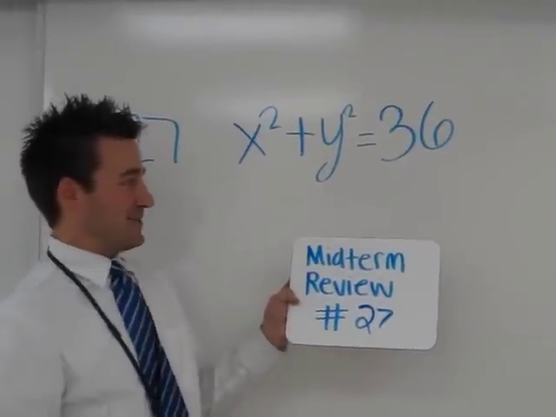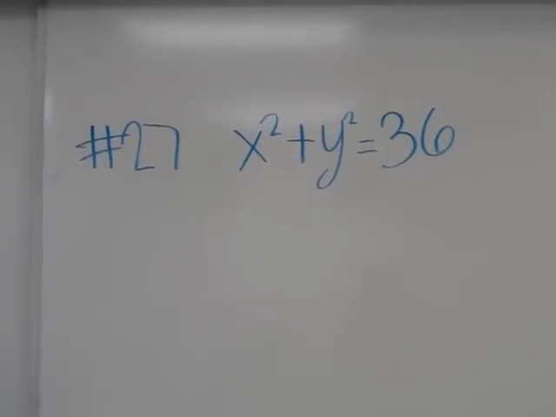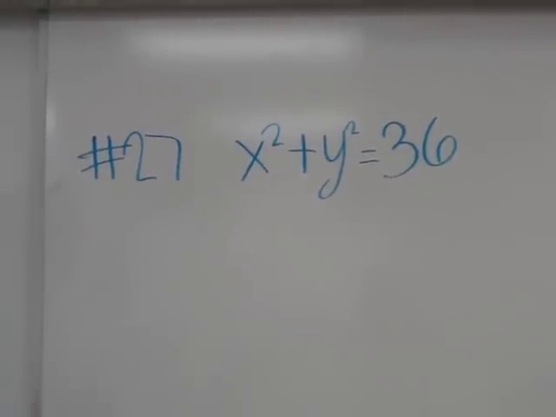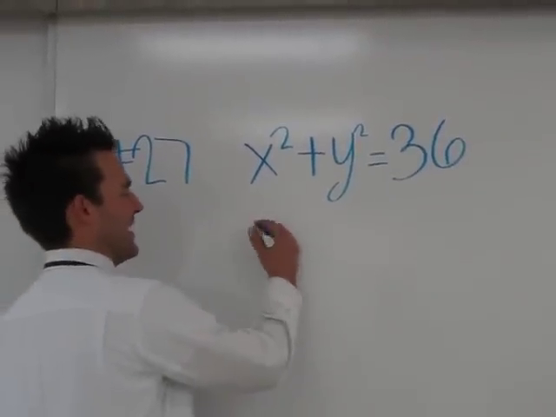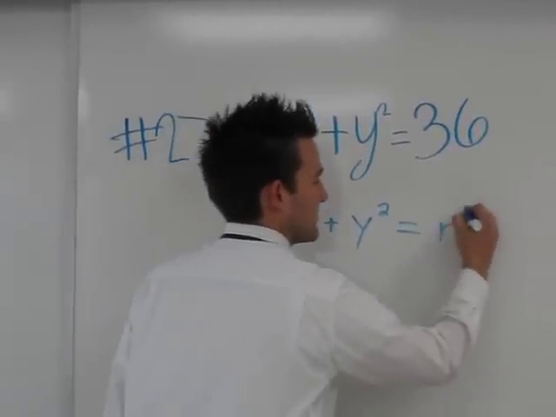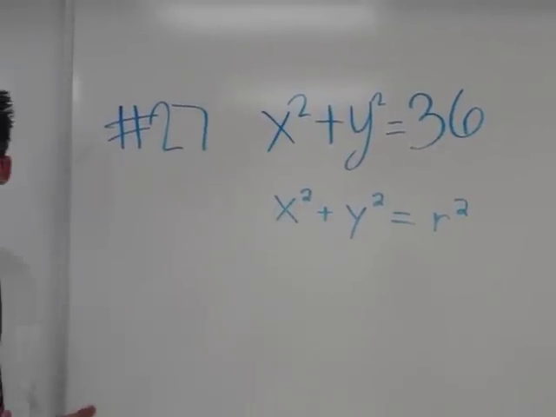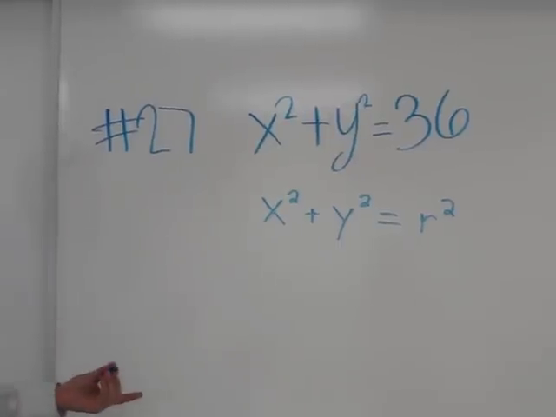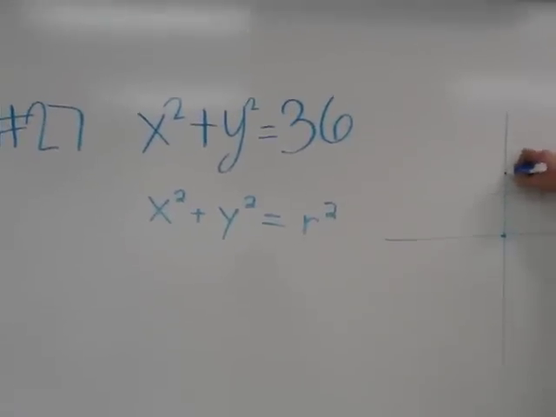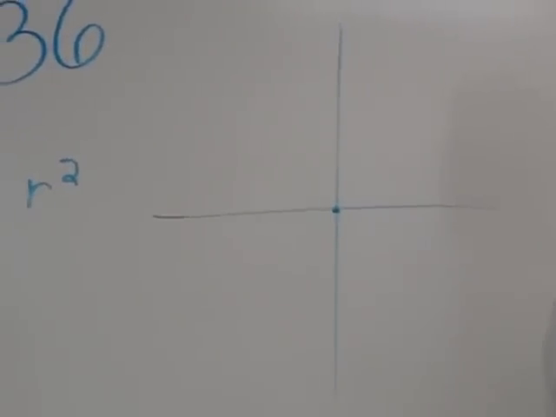For number 27 of the midterm review packet, we have x squared plus y squared equals 36. We're told to graph this and find any lines of symmetry. Now this is a circle. It's a circle centered at 0, 0, and it's in this form: x squared plus y squared equals r squared. So if you compare this to the problem, can you figure out what the radius is? If you can, graphing it won't be that bad. You start at 0, 0, and you go out the number of units the radius is, in every direction if possible. Then connect it with a circle, and you're done.